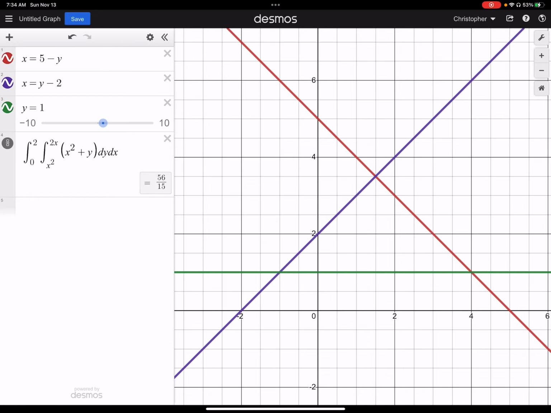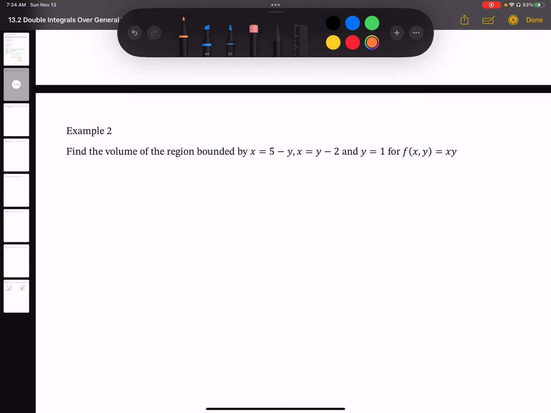So let's hop back over to our notes. We said that this one was the function on the right. This is the function on the left. So we need to find our intersection value when 5 minus y equals y minus 2. That's the same as 7 equals 2y. So clearly 3.5 equals y, or 7 halves equals y. However you want to think about it. Oh, and we're also bounded by the line y equals 1. So our limits for integration are y equals 1 and y equals 7 halves.